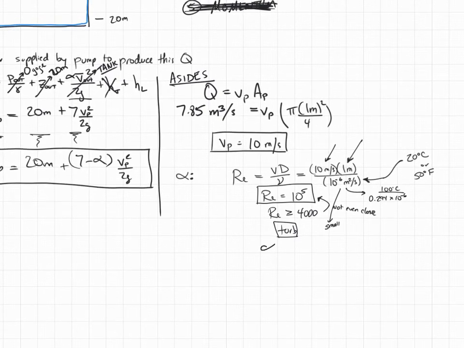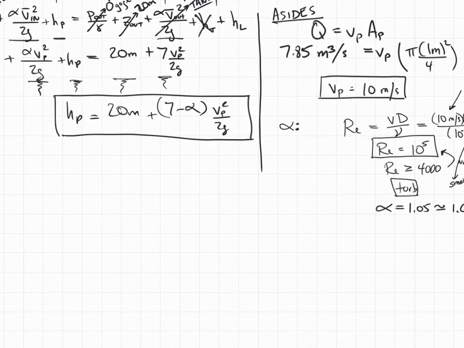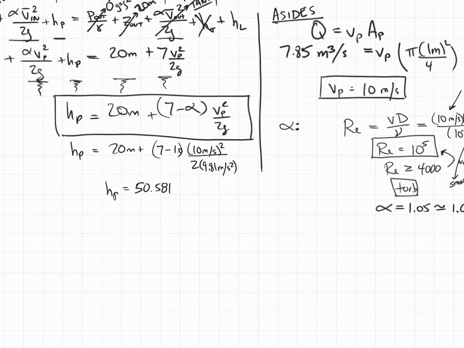So because of that, alpha equals 1.05, but we're going to assume it equals 1.0. So let's go over here and solve this sucker. We end up with HP equals 20 meters plus 7 minus 1.0 VP, which is 10 meters squared over 2, and the gravity in this case is 9.81 meters per second squared. So HP equals 50.581 meters.